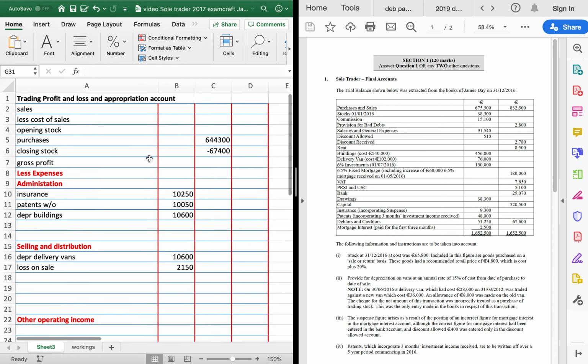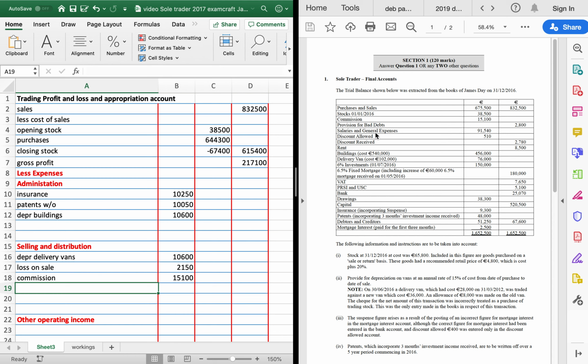So we've got our sales, which never changed, so it's 832,500. Purchases had changed. Opening stock 38.5. I'm going to do that sum now because they're finished with. Okay, so 217,100 is that. Commission's a debit balance, which makes it a selling expense. If it was credit, it would be other operating income. So commission is 15.1.